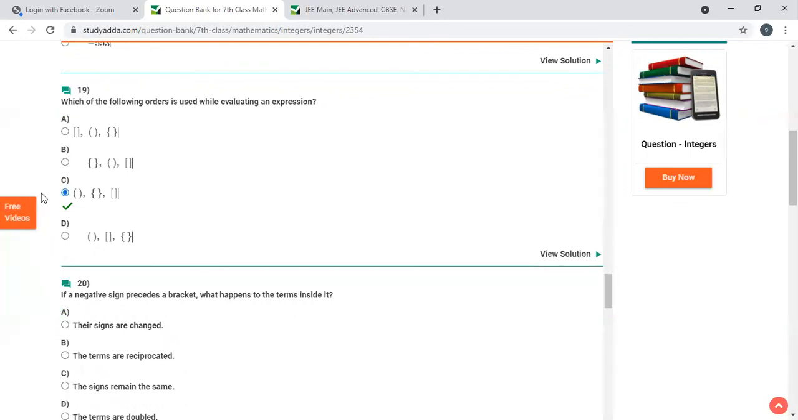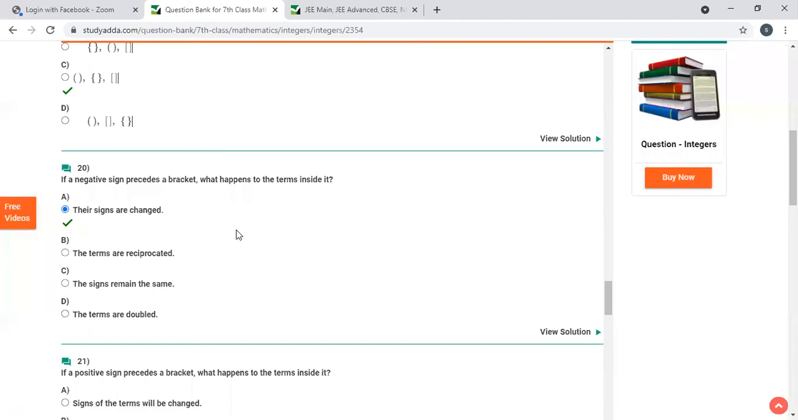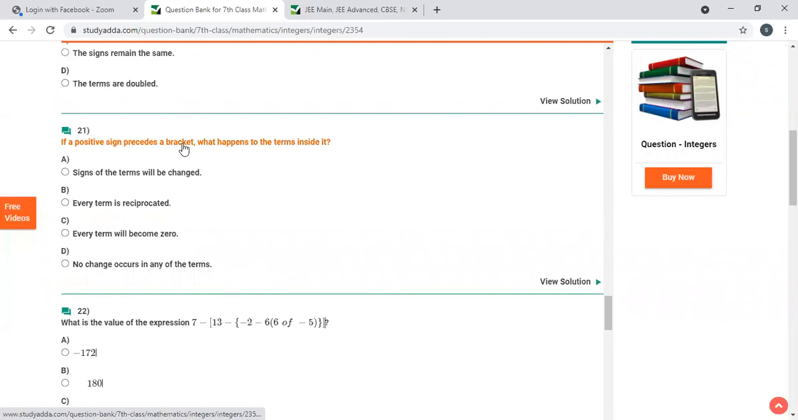Few years back, this question was there in the exam. How many types of bracket are there? Tell the name. If a negative sign precedes a bracket, what happens to the term inside? If there is a negative sign before the bracket, the signs of the terms inside are changed. Sign remains the same or double? Sign change. Sign will change. If a positive sign is in front of the bracket, then no sign change.